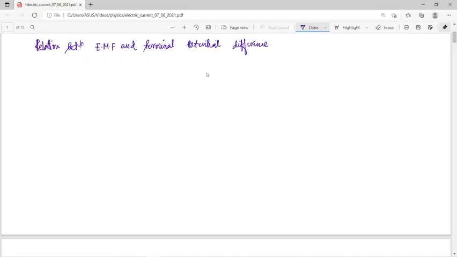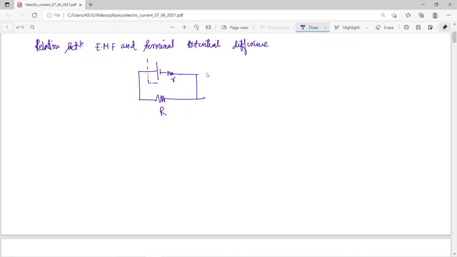that we consider a cell of EMF E, and the cell has internal resistance r that is connected to an external resistance capital R. That means if we consider that is a battery and this is the corresponding internal resistance, and that are connected to the resistance R, and that is a small r.